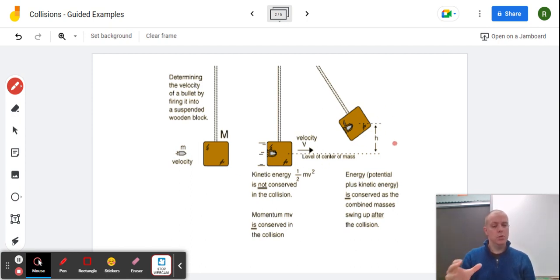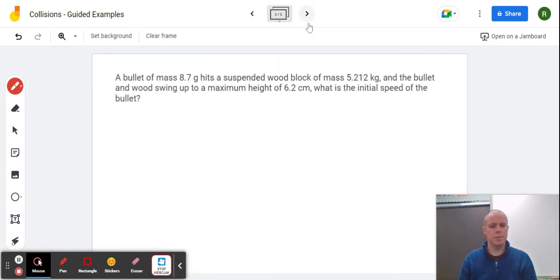From there, energy is conserved. And basically, we have to use conservation of energy and conservation of momentum separately in order to solve a problem like this. So let's take a look at one and see it with the numbers. See if that helps.